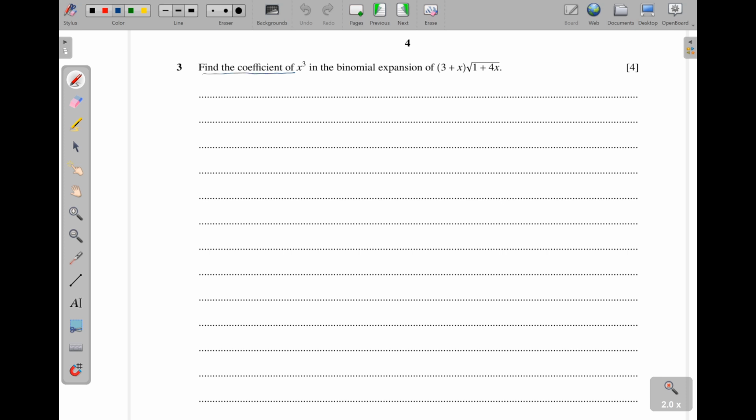Question 3, find the coefficient of x cubed in the binomial expansion of this one here. Okay, now what we are going to do is to first expand this using the binomial expansion. Binomial expansion states that (a + b) to the power of n is the same as a^n, then b^0 over 0 factorial. Now you keep dropping this power as you reduce it by 1, then b picks that power. So this will be n, then a^(n-1), then b^1 over 1 factorial.